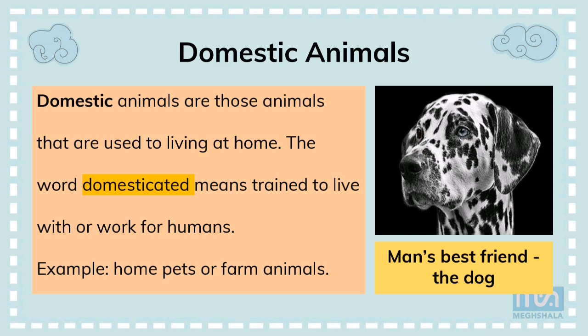Domestic animals are those animals that are used to living at home. The word domesticated means trained to live with or work for humans. Example, home pets or farm animals. So one beautiful picture of a dog is given, man's best friend. It looks very majestic, right?